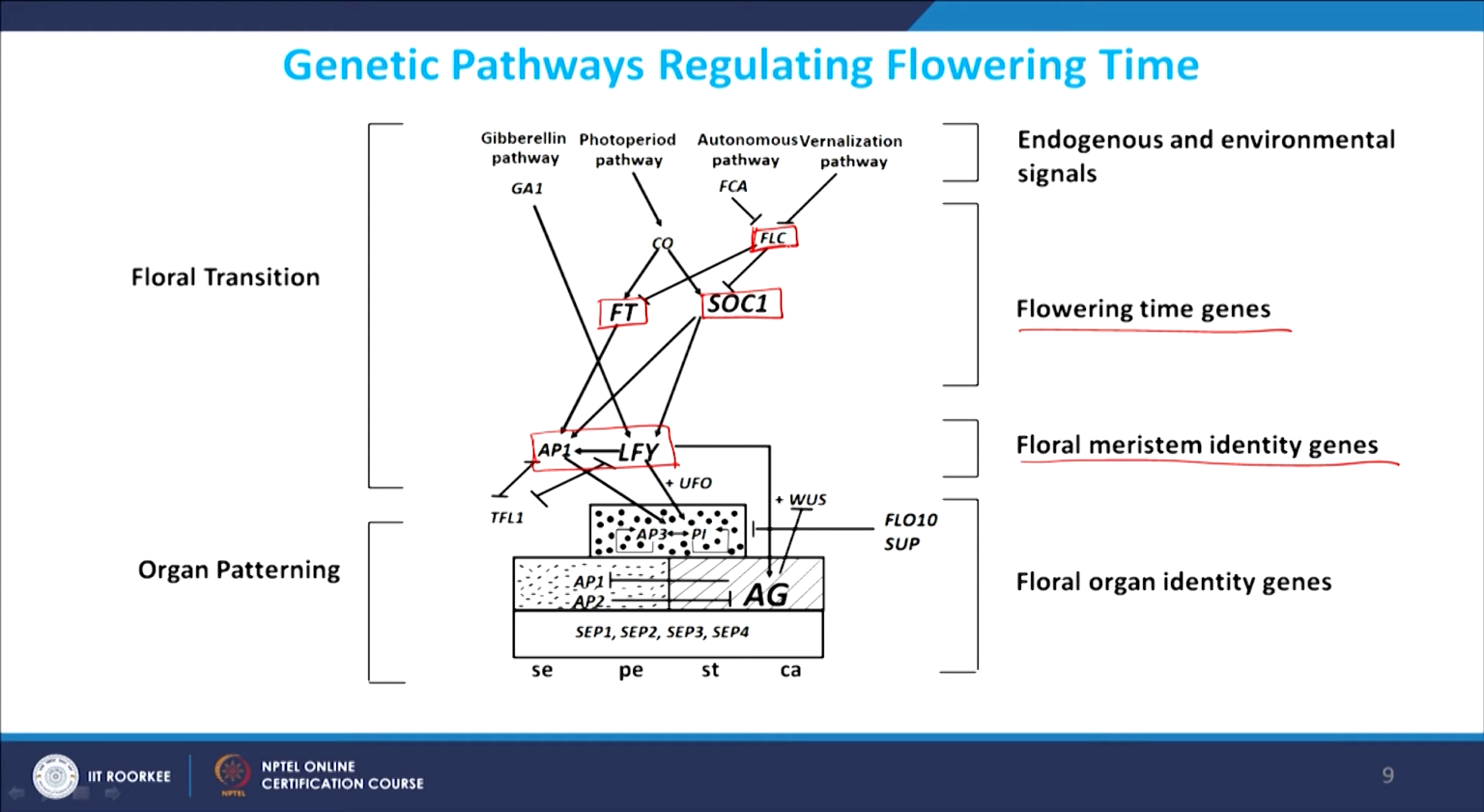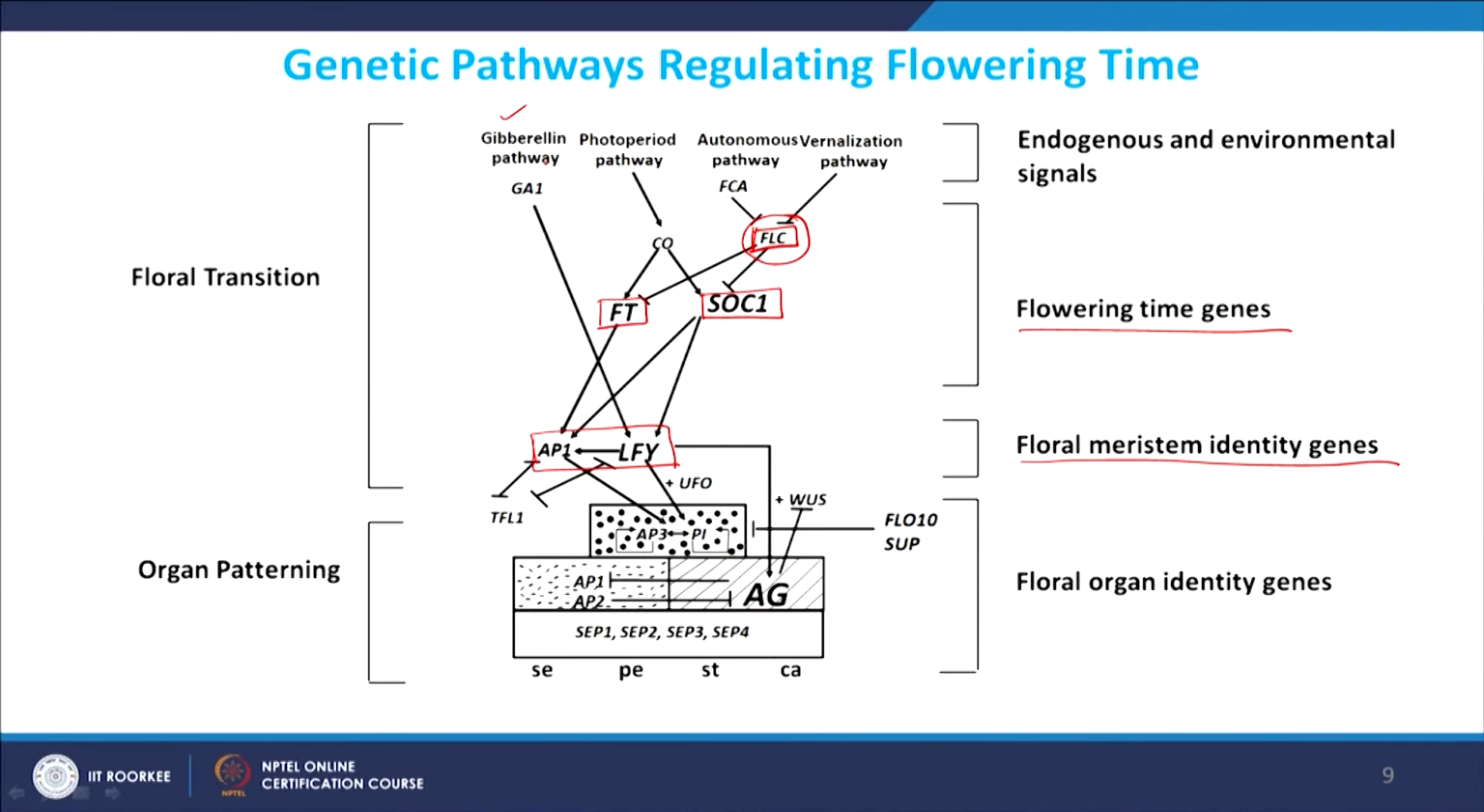then FLC is repressed. You have 2 pathways. One is sensed by the gibberellic acid pathway, where the plant hormone gibberellic acid is very important in activating flowering. Another important thing is that gibberellic acid can activate LEAFY directly.